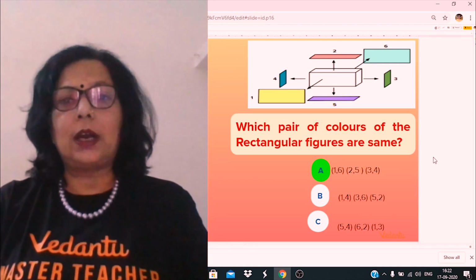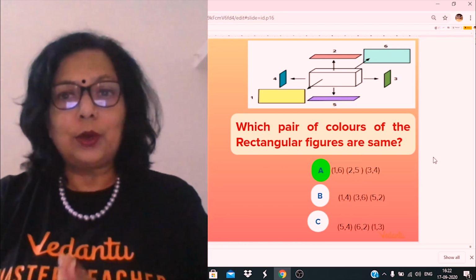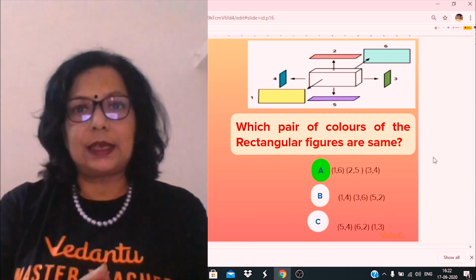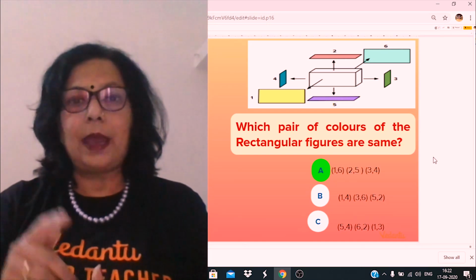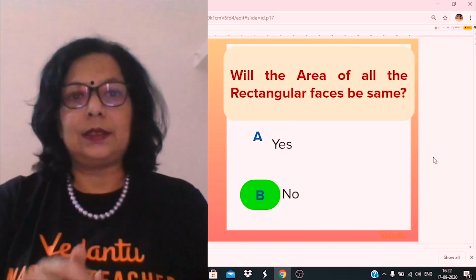Now, which pair of colors of the rectangular figures are the same? Look here. It's 1 and 6, yellow and blue, they are the same. 2 and 5, pink and purple, they are the same. 3 and 4, blue and green, they are the same.